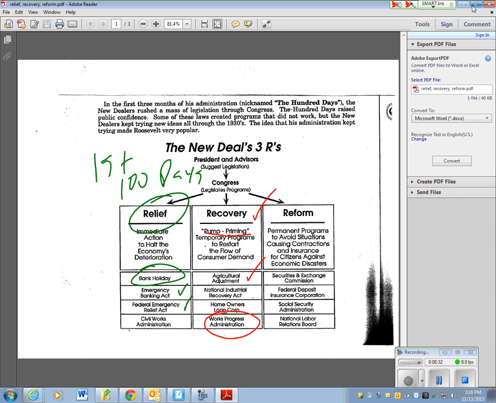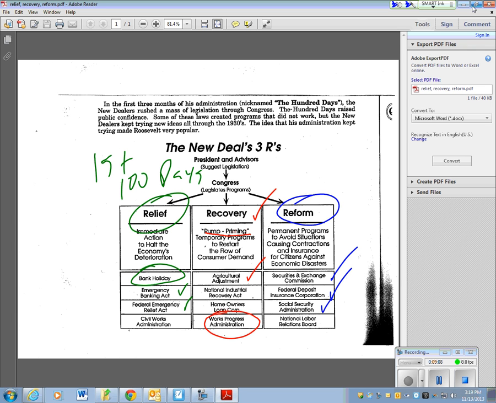And then reform is the permanent programs to avoid this from happening again. The Securities and Exchange Commission is created to regulate the stock market and make sure there's no insider trading. I can talk about that Monday if you ask me. Securities is actually a good word for the word wall. It regulates people from doing inside dealings and shady stuff like that. There's the FDIC that you might see in your banks that guarantees your deposits. Back then it was up to, I want to say, $10,000, maybe $5,000. So if the bank failed, the government would pay you back.